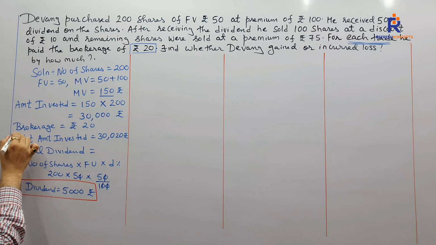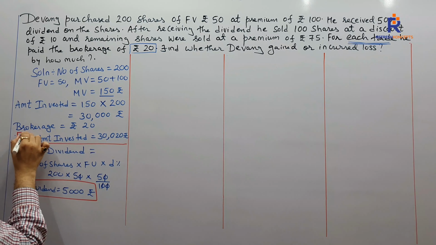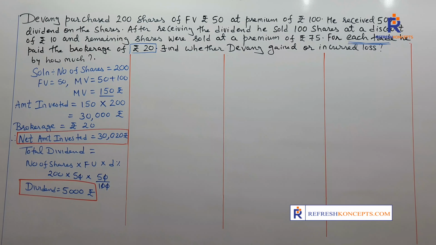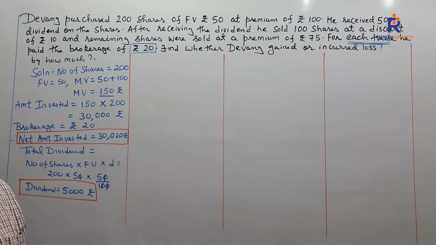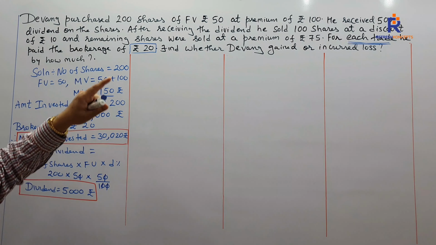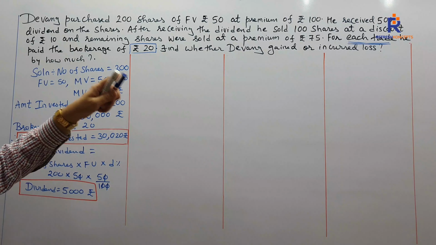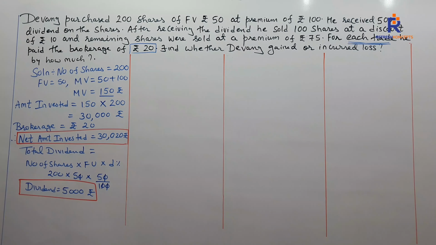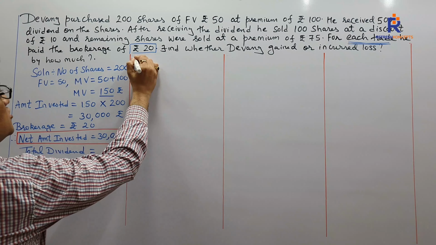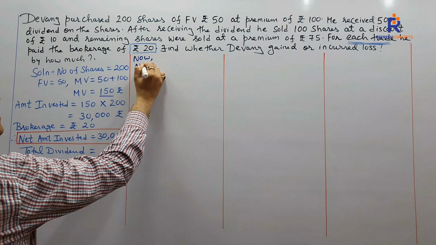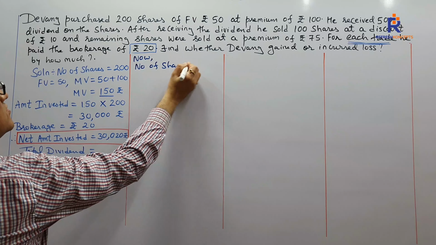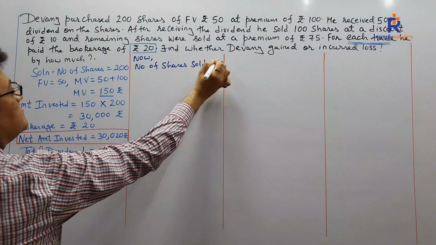What is the net amount invested? The net amount invested is 30,020 rupees. Dividend is rupees 5,000. What next? After receiving the dividend, he sold 100 shares. So we got the dividend. Now he is selling off 100 shares at a discount of rupees 10. So number of shares sold is 100.